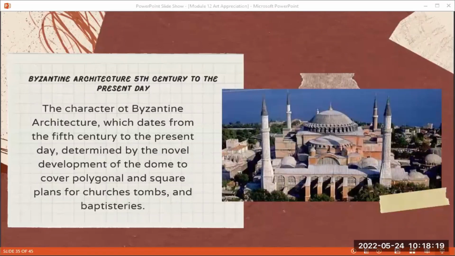Next is the Byzantine architecture, that is during the Holy Roman Empire, from the 5th century to the present day. The character of Byzantine architecture is determined by the novel development of the dome to cover polygonal and square plans for churches, domes, and even baptisteries.